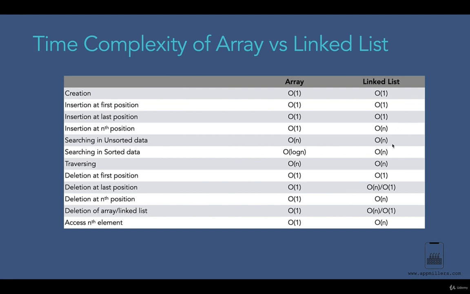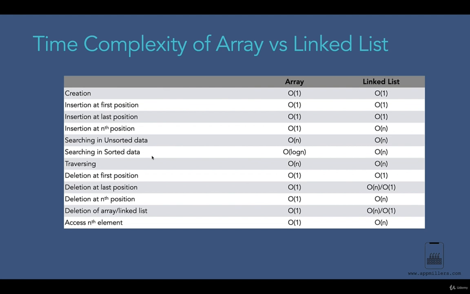Now in case of linked list, this will take also O(n) time complexity because the same logic is applicable over here. Here also we are doing linear search. So we are searching through the nodes one by one and checking that if this is the node that we are looking for or not.